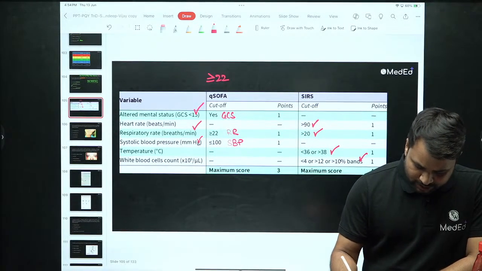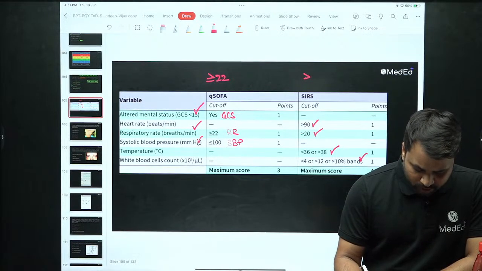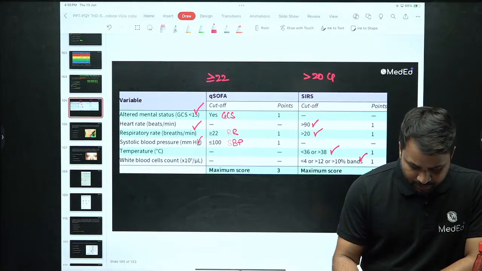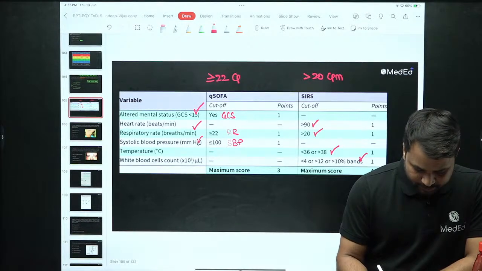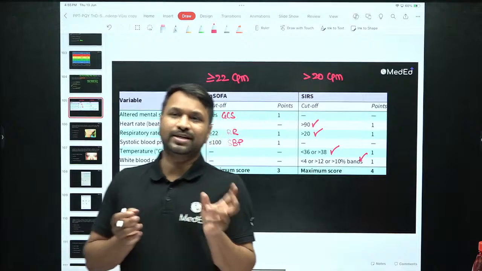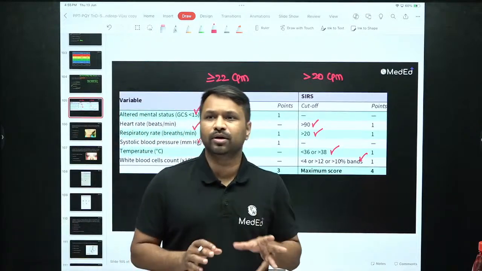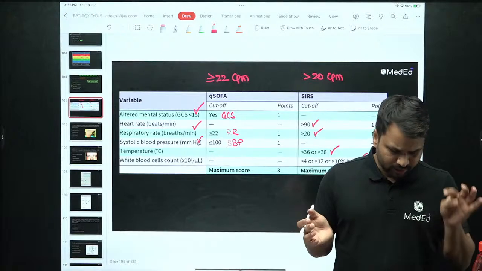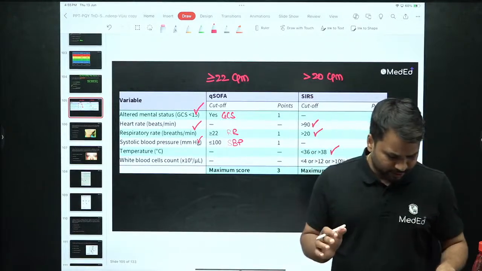For SIRS, the respiratory rate is more than 20, cycles per minute. Okay, here also cycles per minute, right? In q-SOFA, S is 22, second, 22, that is what you remember. Otherwise, nothing more is important than this. If you remember this, it is self-explanatory.